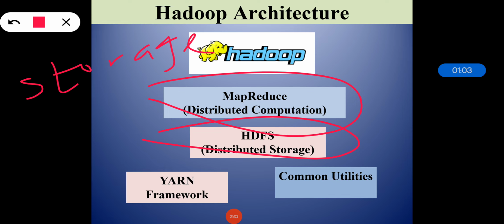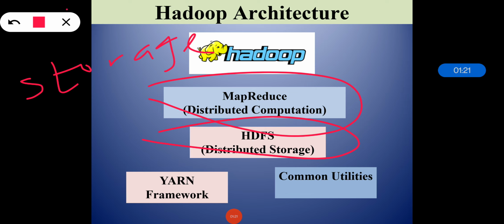This allows the data set to be processed faster and more efficiently than it would be in a more conventional supercomputer architecture that relies on a parallel file system, and the data is distributed via high-speed networking.